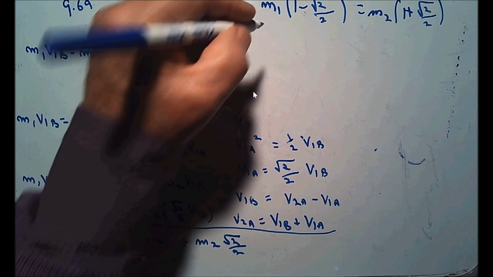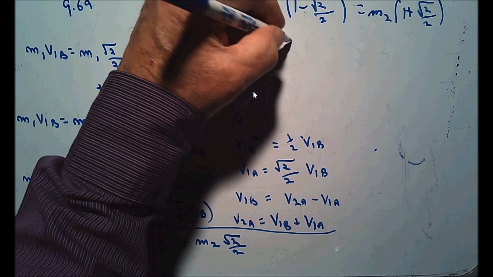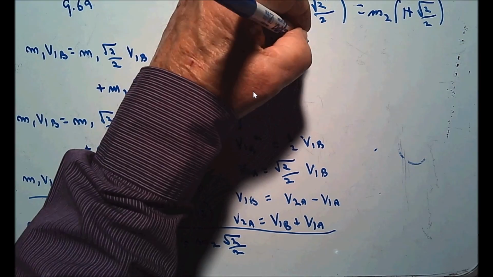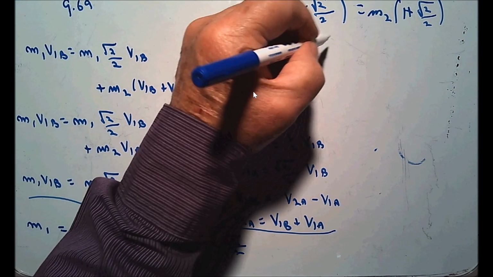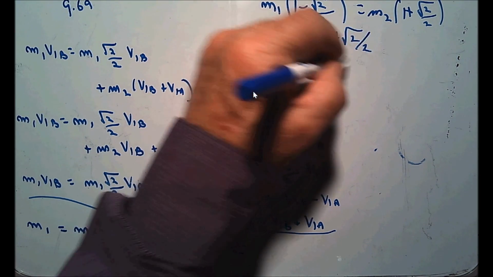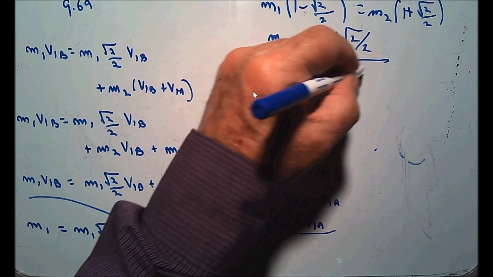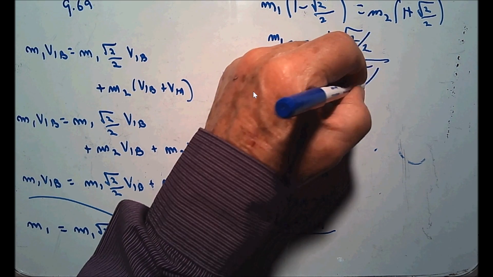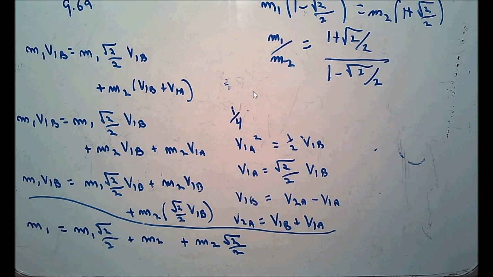And then if I take M1 over M2, which I'm looking for, that equals 1 plus the square root of 2 over 2 divided by 1 minus the square root of 2 over 2, like that.